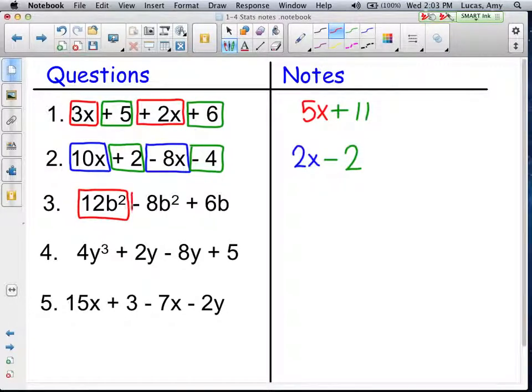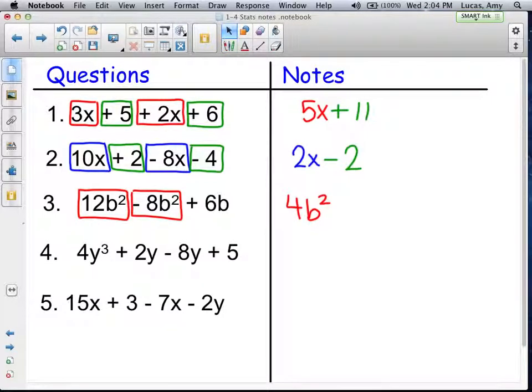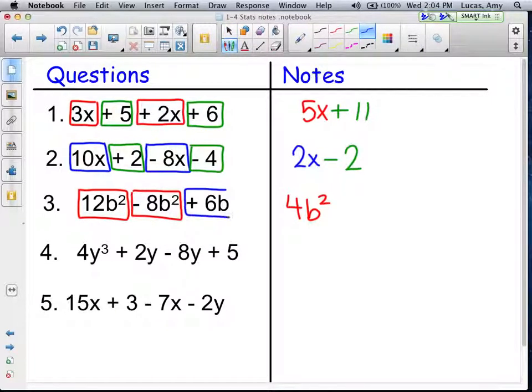12b to the second minus 8b to the second is 4b to the second. Don't change the variable part of it at all. And the +6b that doesn't have any like terms just follows.